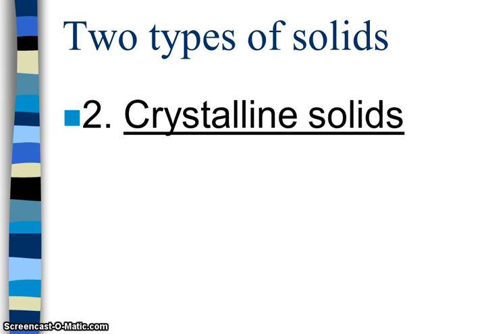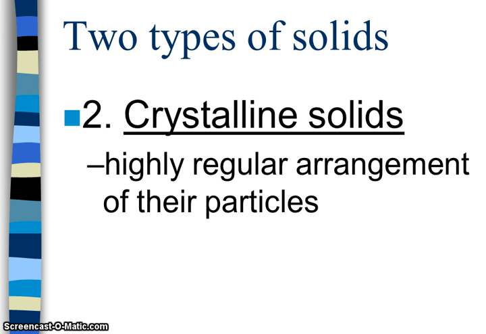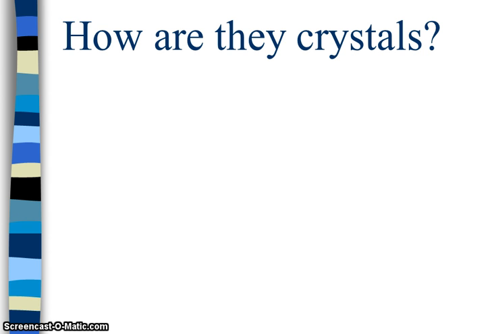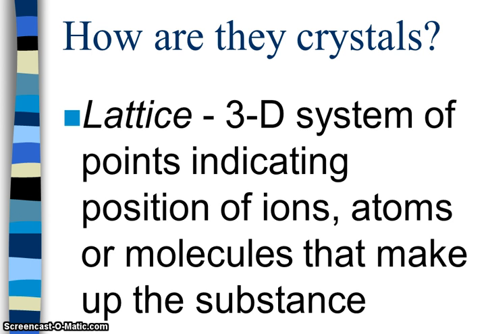The second type of solid are your crystalline solids. Unlike amorphous solids, crystalline solids have highly regularly arranged particles in their structure. They're crystals at the microscopic level. So how are they crystals? Well, when we look at crystalline solids, they're made up of what is referred to as a lattice. It's a three-dimensional system of points indicating the position of the ions, atoms, or molecules that make up the substance.